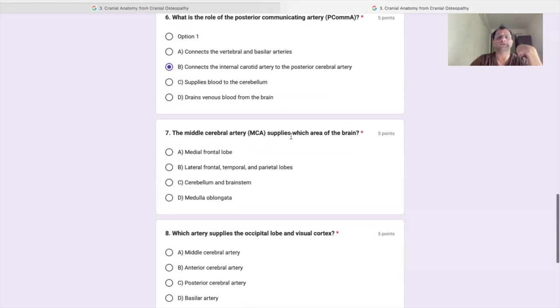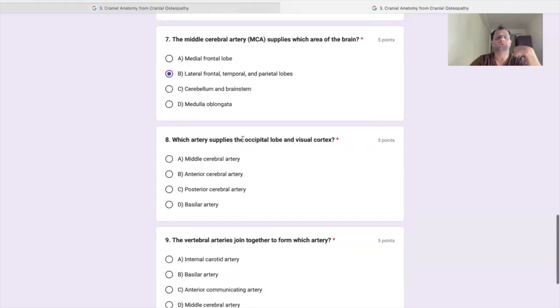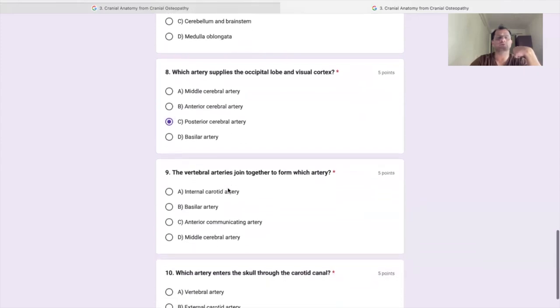The middle cerebral artery supplies which area of the brain? So middle frontal lobe, lateral frontal temporal parietal lobe, cerebellum and brain stem, medulla. So the lateral part is supplied by the middle cerebral artery. Question number 8. Which arteries supply the occipital lobe and the visual cortex? Posterior cerebral. Posterior is supplying the occipital cortex and visual cortex, occipital lobe and visual cortex.